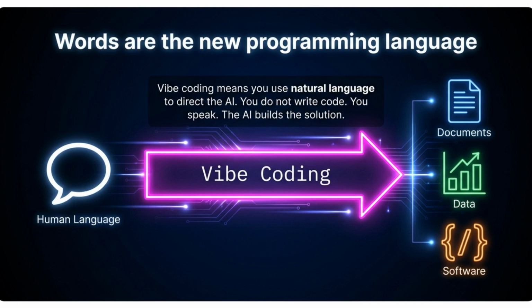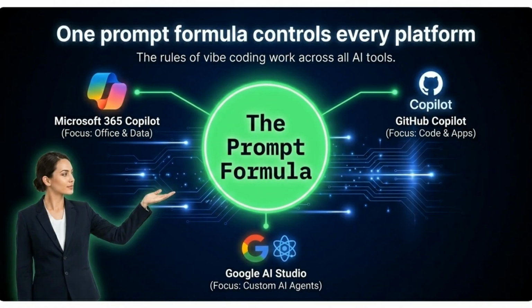Words are the new programming language. Vibe coding means using natural language to direct the AI. You speak and the AI builds the solution, whether it's documents, data analysis, or software. This single prompt formula controls every platform. The rules of vibe coding work across all AI tools, including Microsoft 365 Copilot, GitHub Copilot, and Google AI Studio.